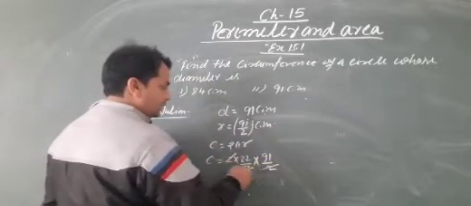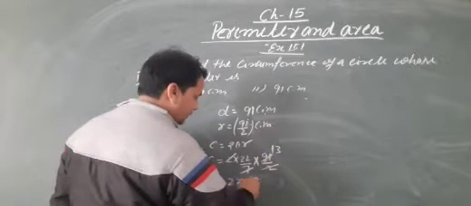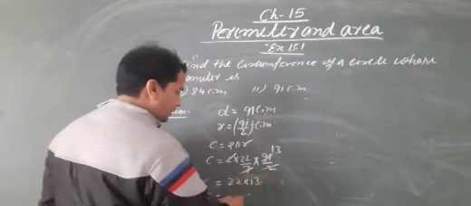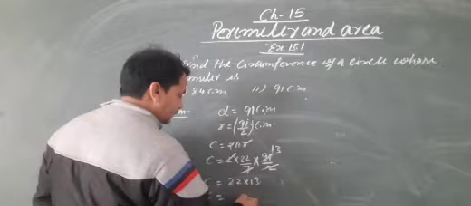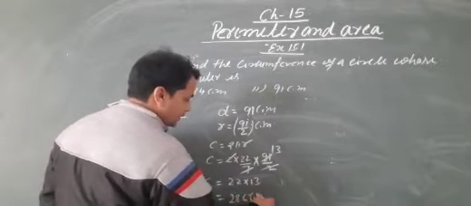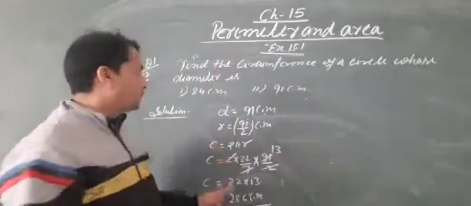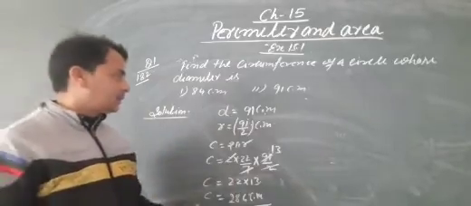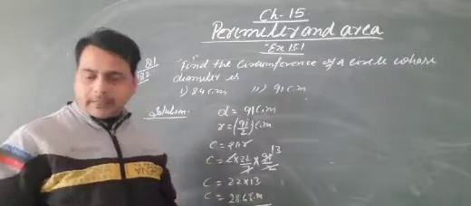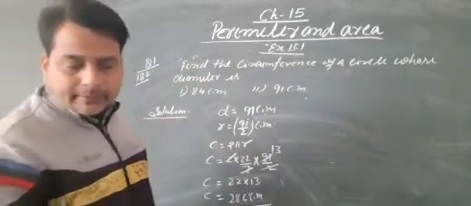Multiply, then 7 13. Then 22 into 13, then the circumference of the circle is 286 centimeter. So the circumference of the circle whose diameter is given here as 91 centimeter is 286 centimeter.